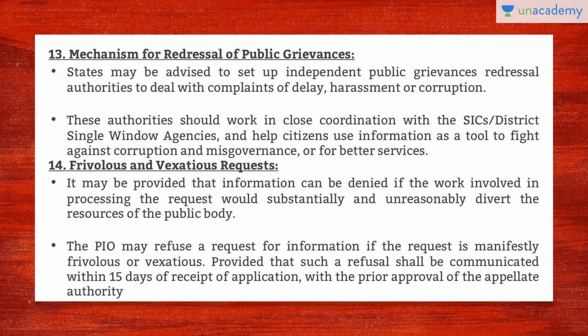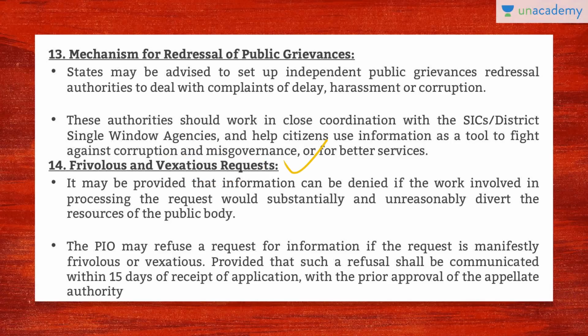Then 13th point is basically redressal of public grievances. There will be a lot of public grievances obviously. So states may be advised to set up independent public grievance redressal authority to deal with the complaints of delay, harassment, corruption, etc. And these authorities should work in very, very close coordination with the state information commissions, district single window agencies, and it can help citizens use information as a tool to fight against corruption, misgovernance, or for better services.